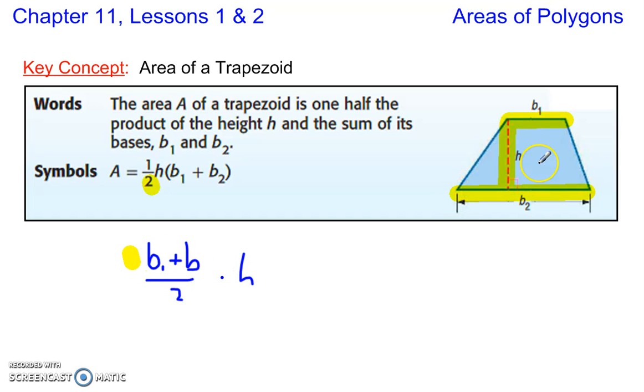That way we can see that when we average these two out, if I make this longer and make this shorter, now I have a rectangle, and now I can just do base times height. So that's where we get that: the average of the bases times the height.